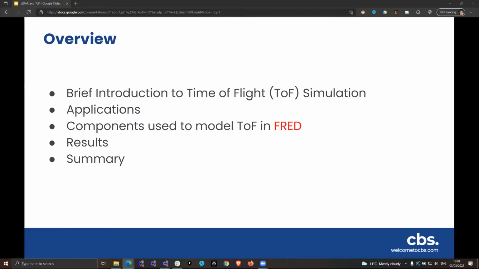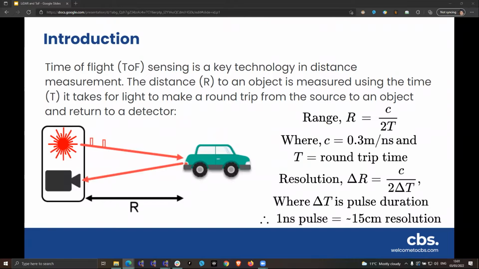So time of flight simulations, what are they? Well, time of flight sensing is a key technology in terms of measuring distance. So the distance r to some object is measured using the time t that it takes for light to make a round trip from the light source. So we have a light source over here. We're going to bounce that source off of the object that we wish to measure the actual distance of, and then the light returns to some sensor. And so this distance r we can actually calculate from the time that it took for our light pulse to travel that round trip.